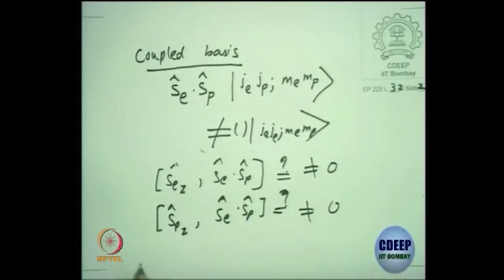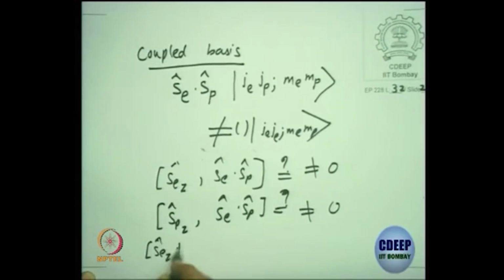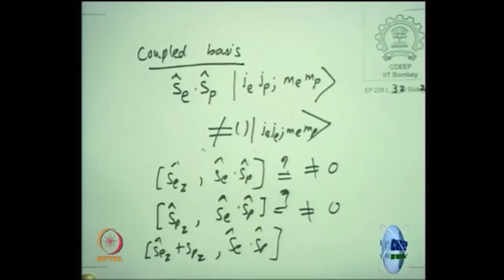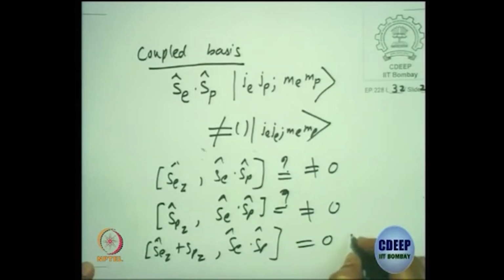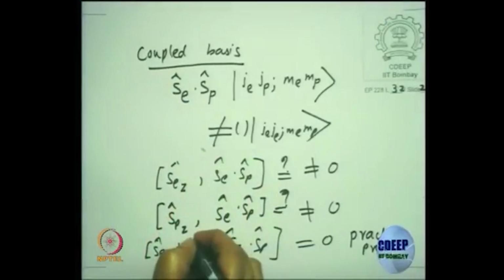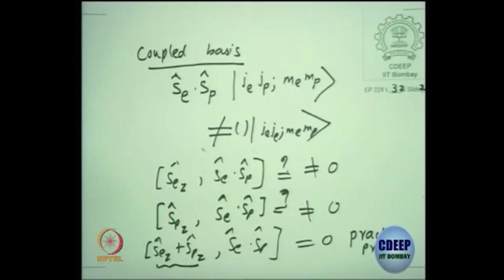What about the sum? If you take S_e,z plus S_p,z and you do S_e dot S_p, that's the sum of these two. What do you expect? You can show that this is 0. Please check it. Okay, so this is a practice problem. Please check that the sum of these two Z components of the spin operators of the electron and the proton will commute with S_e dot S_p. What is this operator? This is the total Z component of the coupled system.